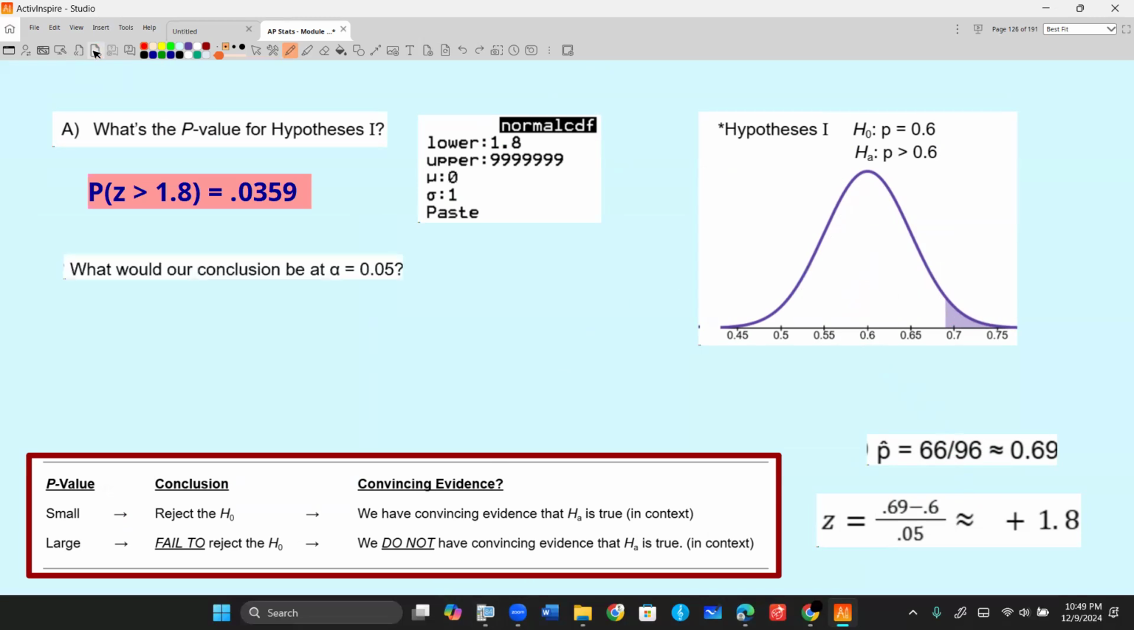What's that conclusion going to be then? Well, since we're comparing it to 5%, it's less than 5%, we're going to reject the null. What if it was a 1% alpha? Then we would fail to reject it because that number is greater than 1%.